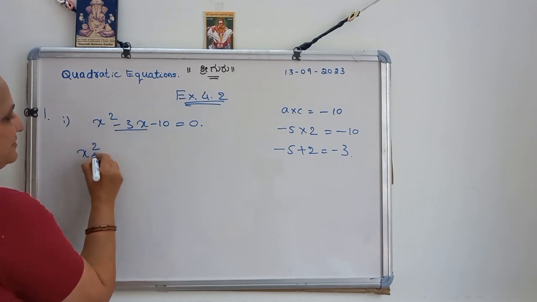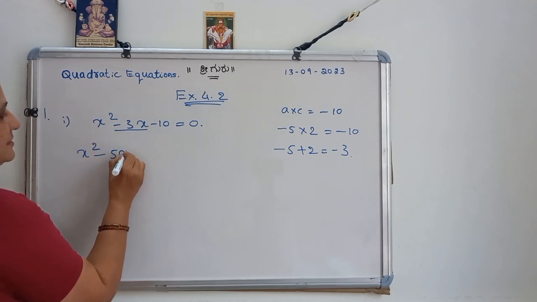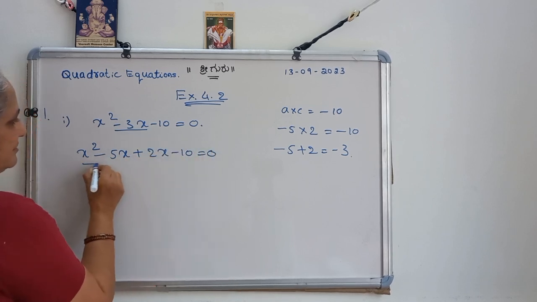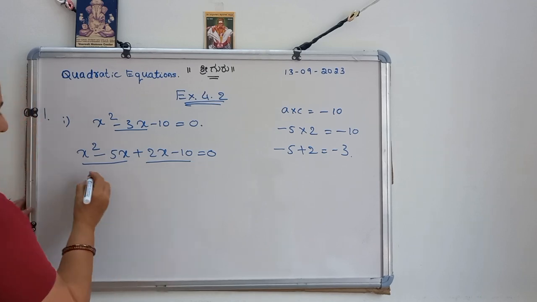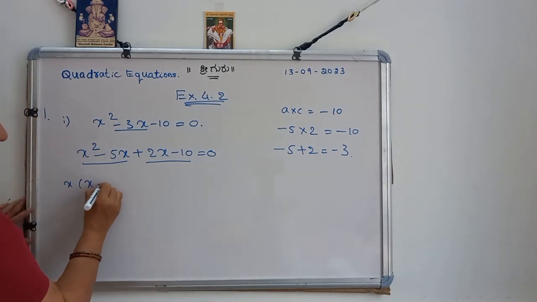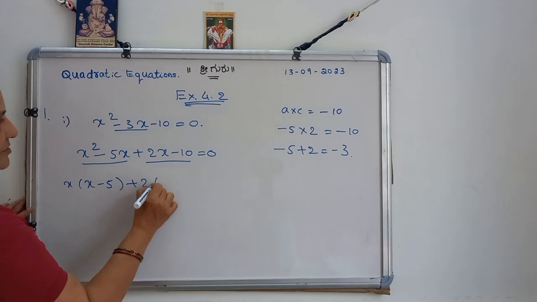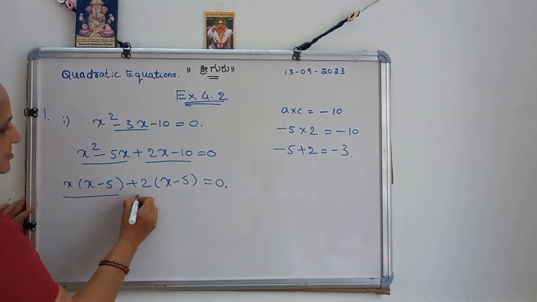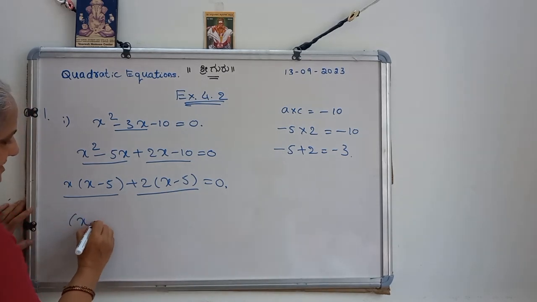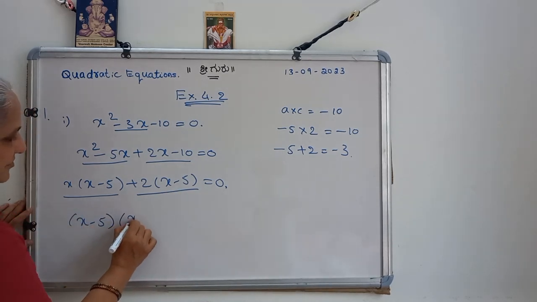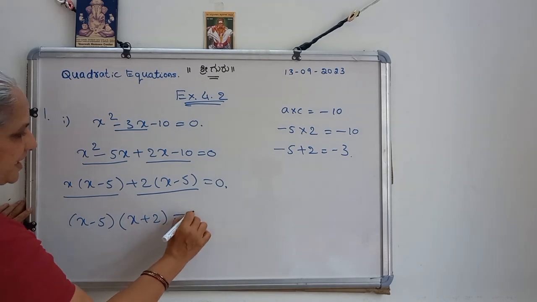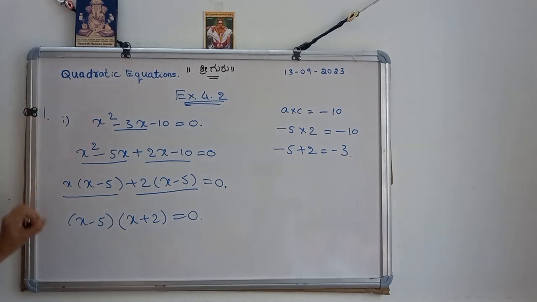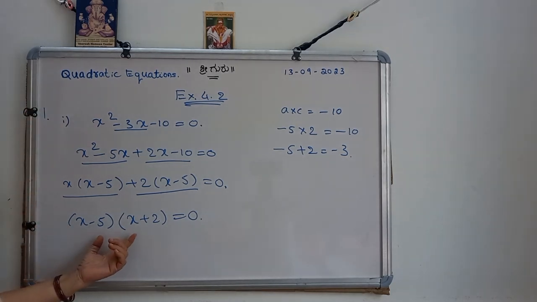Splitting the middle term, we can write 5x plus 2x minus 10 is equal to 0. By grouping, we get the common factor here as x into bracket x minus 5, plus 2 into bracket x minus 5. Then in these two terms, x minus 5 is the factor and we are left with x plus 2 in another bracket. So that we could write the given quadratic equation in the form of product of two linear factors.